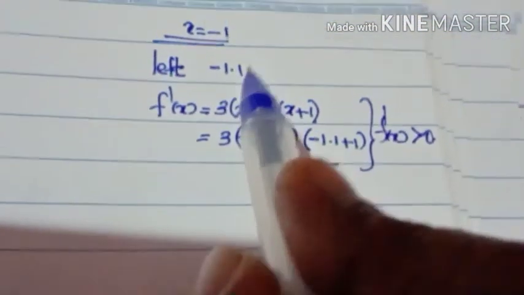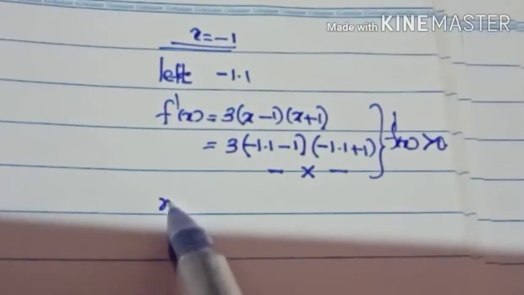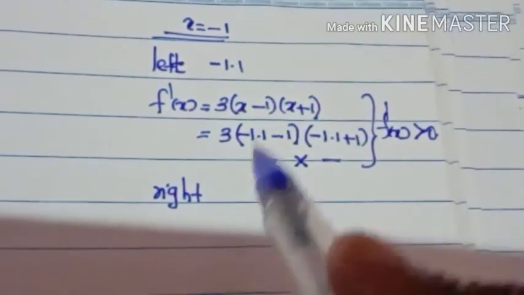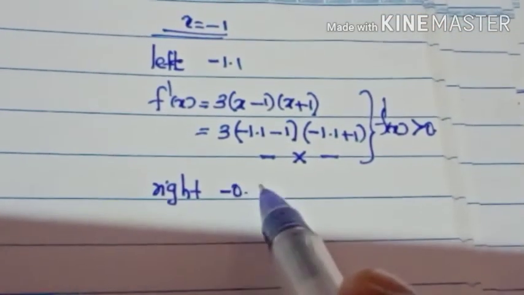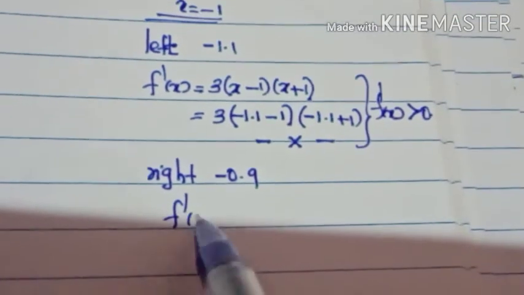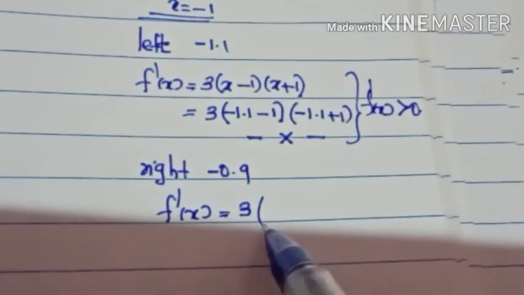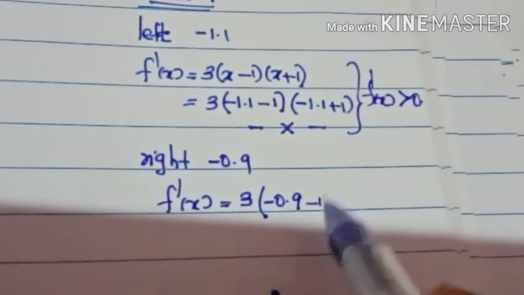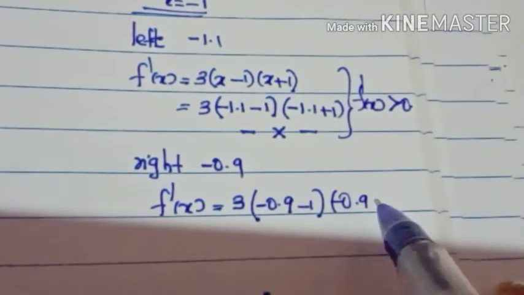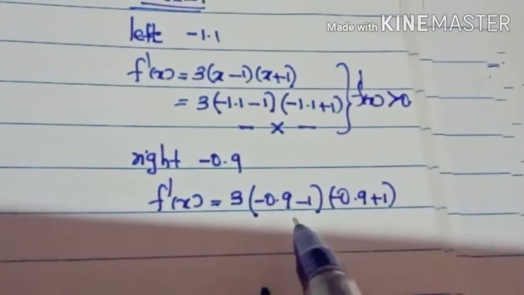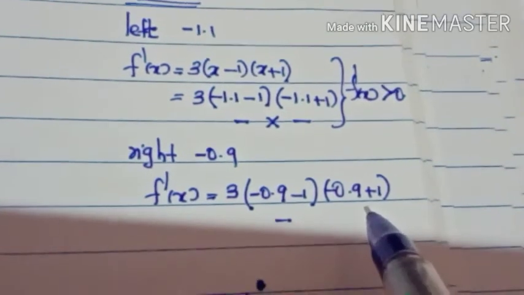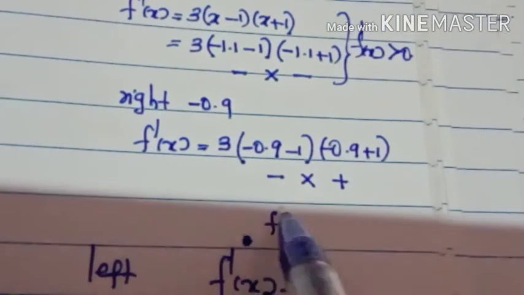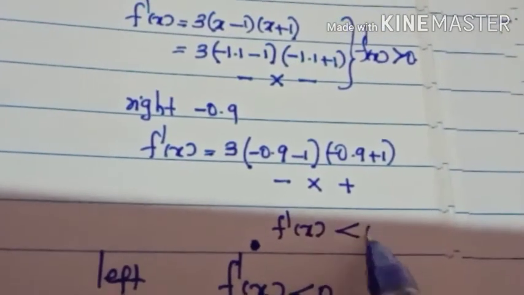Now take a number very close to minus 1 and to the right of negative 1. Suppose negative 0.9. Now see what f dash of x is. 3 into negative 0.9 minus 1 into negative 0.9 plus 1. So this is obviously negative and this is positive. So negative into positive is negative. That is, f dash of x is less than 0.